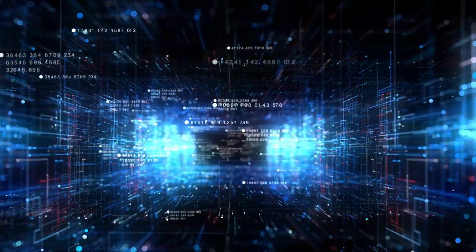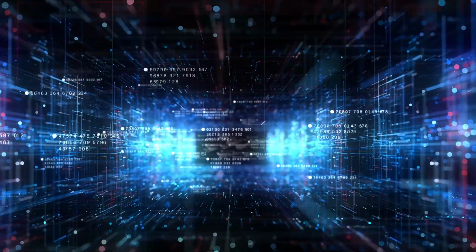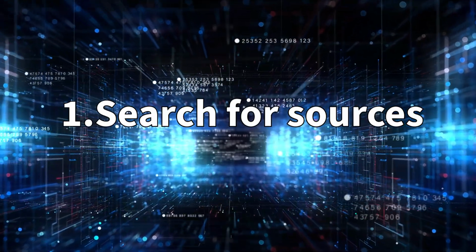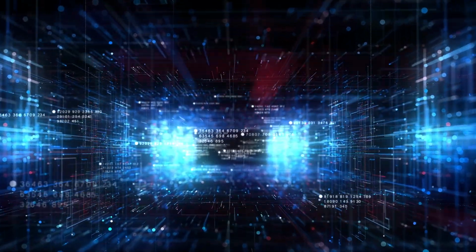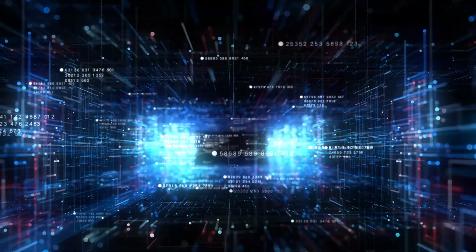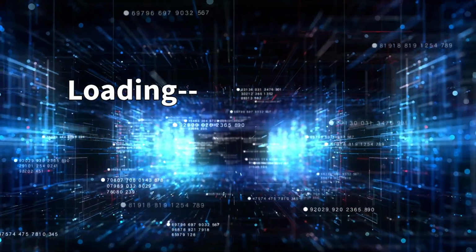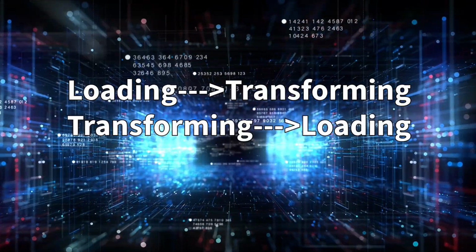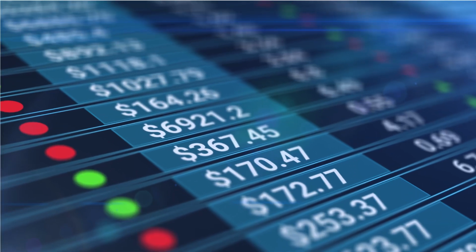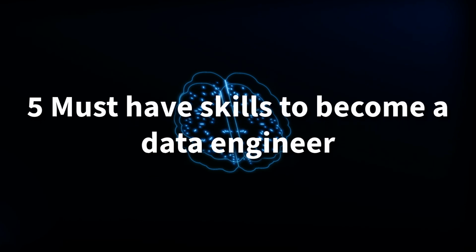As a data engineer, you should be clear about this all the time. First step is to search for sources to find the data. Second step is to extract the data. Third and fourth steps only will differ. Based on the situation, when the size of data is big, you will be loading and then transforming. When the size of data is normal or average, you'll be transforming and loading. That's how simple it is.